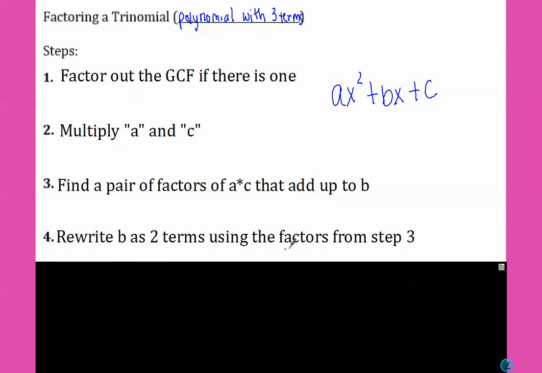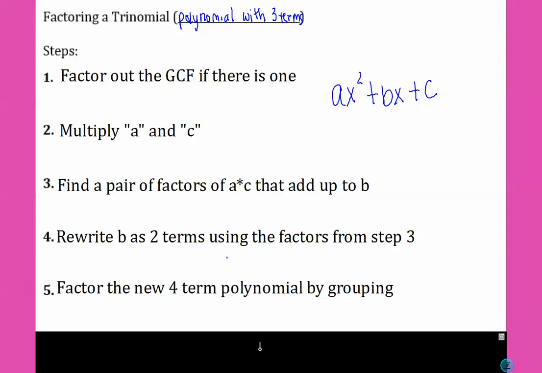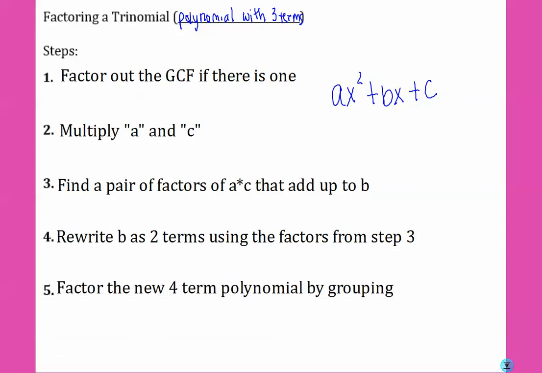Next, we're going to rewrite b as two terms using the factors that we found in step 3. That will give us a polynomial with 4 terms, which we learned how to factor last class by grouping. Now I know these steps sound a little bit weird, they'll make more sense when we look at it in a problem that actually has some numbers.